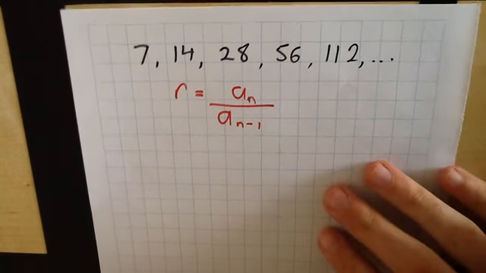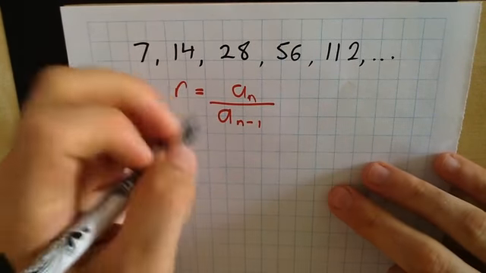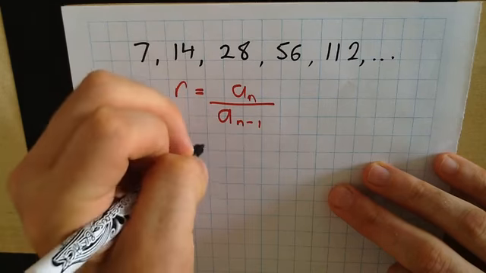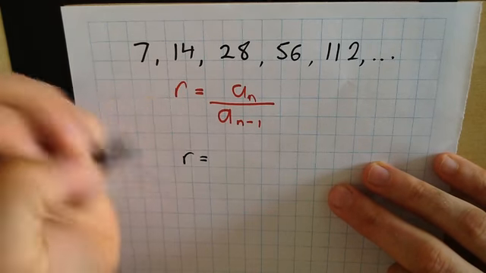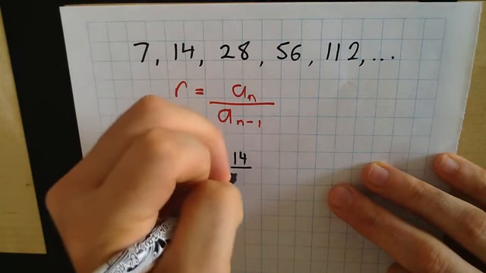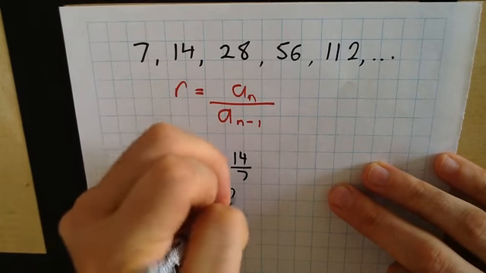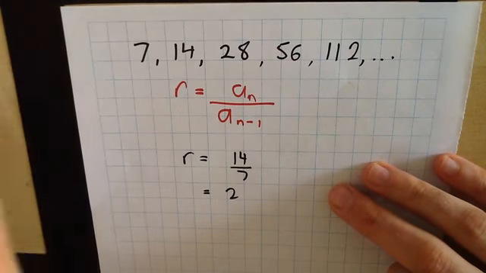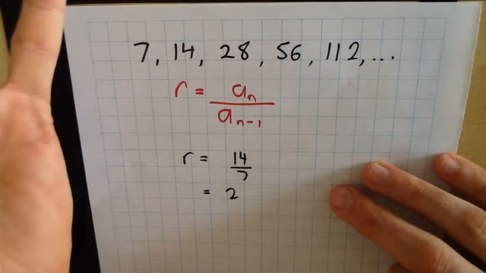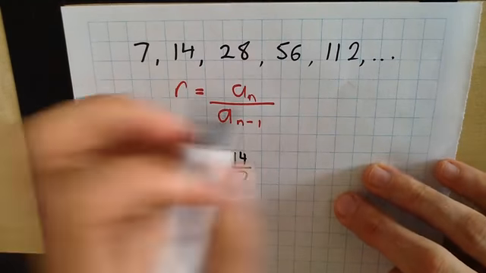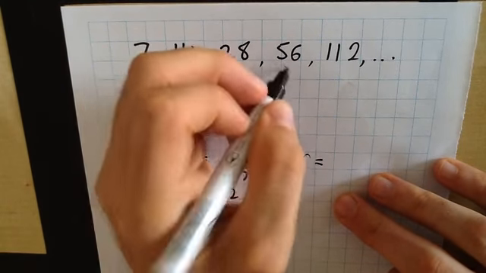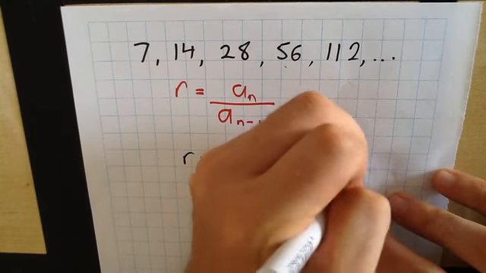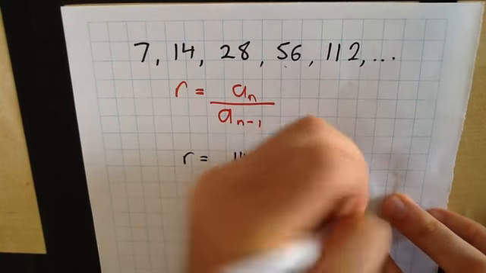So in this sequence, let's pick the first two terms here. The ratio would be 14 divided by 7, and that is 2. So you can check if this is a common ratio by picking any two terms. Let's pick these two here. I could say the ratio must be 56, and all I do is divide it by the term immediately before it. 56 divided by 28 is 2.